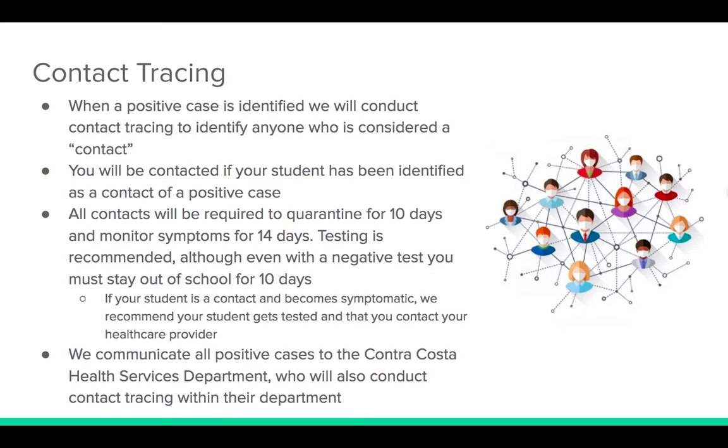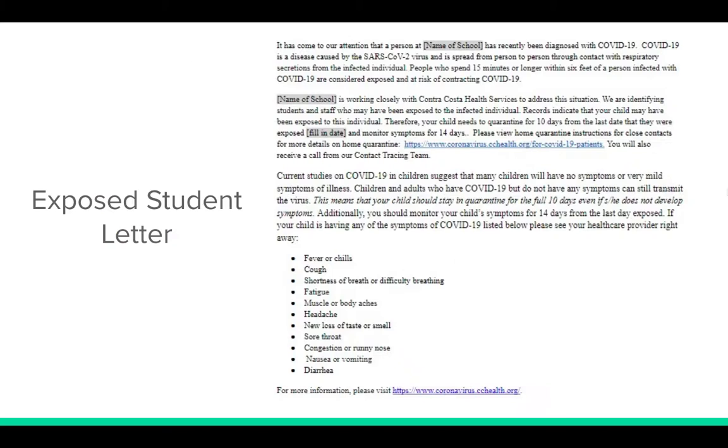If they do become symptomatic, however, that could be a sign that they're developing COVID symptoms, so it's important that you contact your healthcare provider and possibly get a test. We will communicate all positive cases to Contra Costa Health Services Department, and they will be conducting their own contact tracing within their department. Our contact tracing will mainly be within the Walnut Creek School District community, while the Contra Costa County Health Services Department will do more community-related contact tracing out into the county.